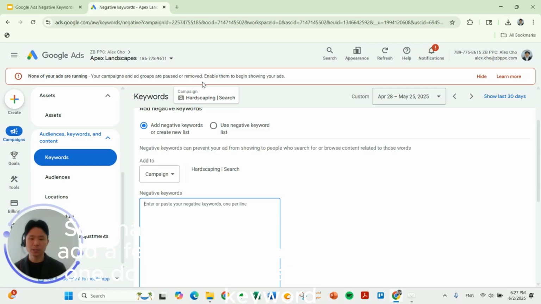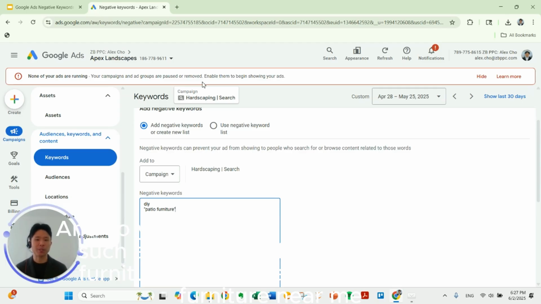For this one, do DIY as a broad match negative keyword, and what this blocks is your ads won't show for searches like DIY patio. Then the next one is a phrase match negative keyword patio furniture, and so your ads won't show for searches such as best patio furniture or patio furniture sets for sale or outdoor patio furniture near me. It specifically blocks that exact phrase even if there are other words around it.